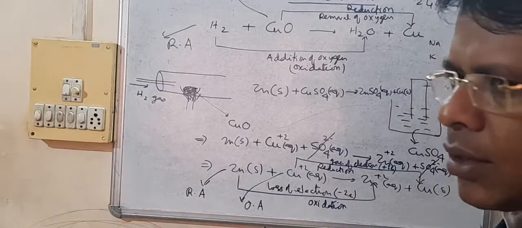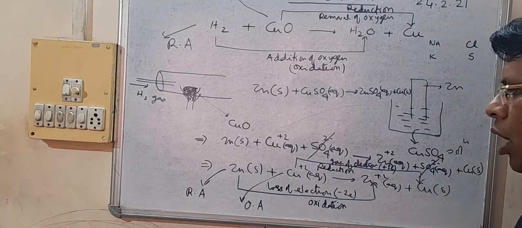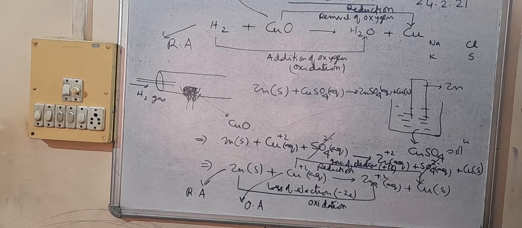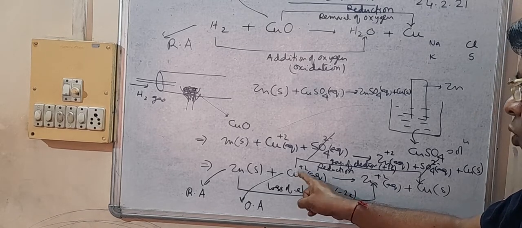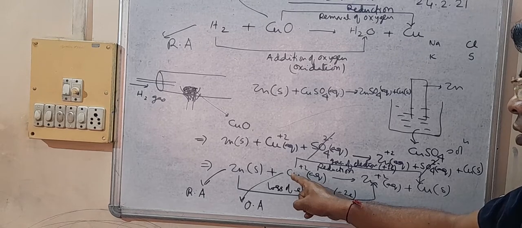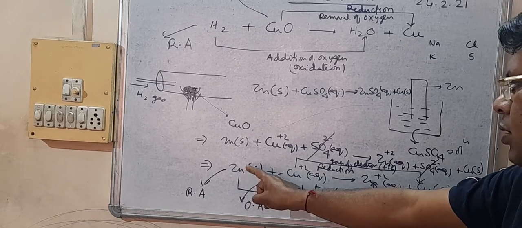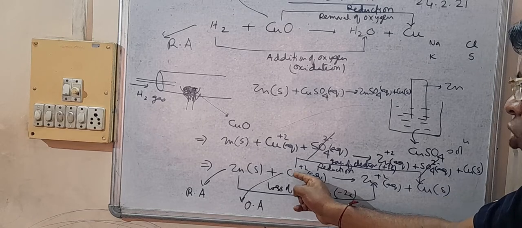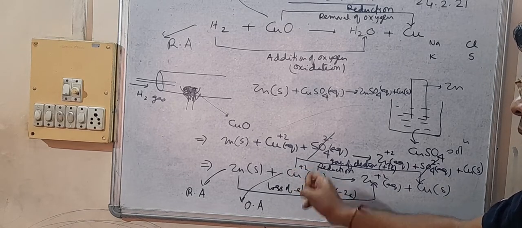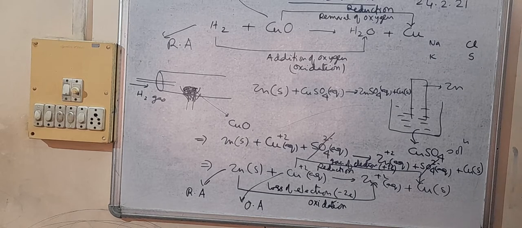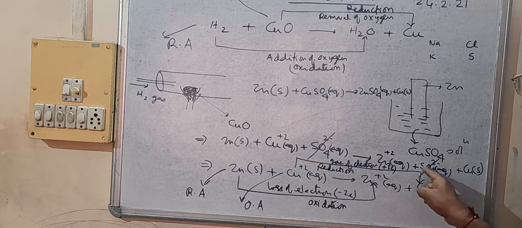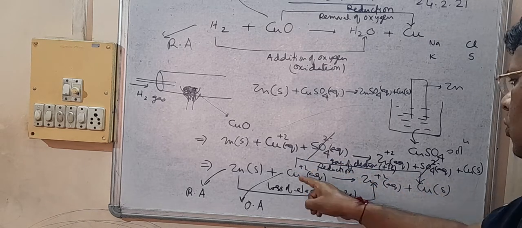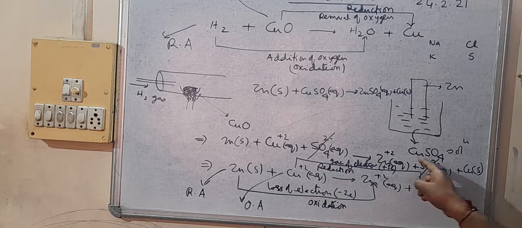Oxidizing agents are substances which accept electrons. This you have to know. Oxidizing agents are substances which accept electrons. So you see, zinc is supplying electrons, and that is gained by Cu2+. That's why Cu2+ is the oxidizing agent. And an oxidizing agent, after carrying out oxidation, gets itself reduced. Cu2+ is changing to copper, so Cu2+ is getting reduced.